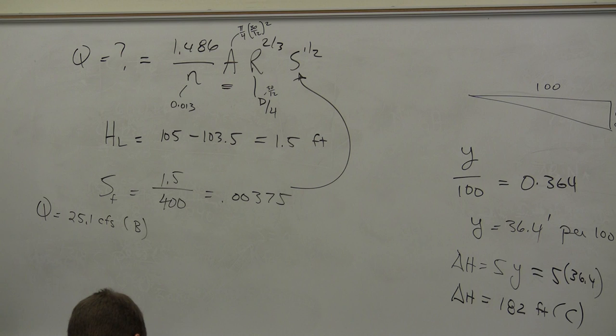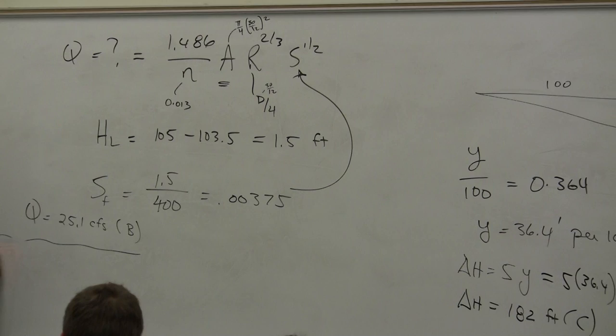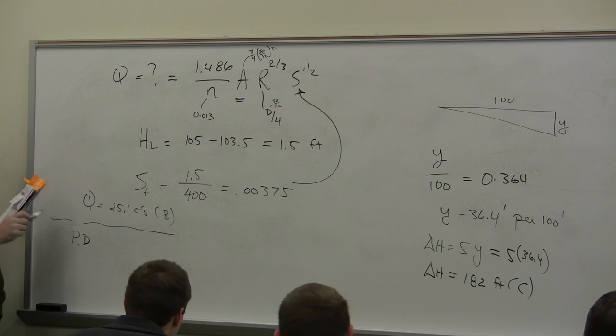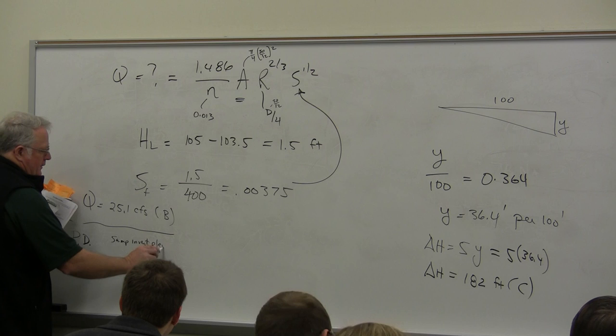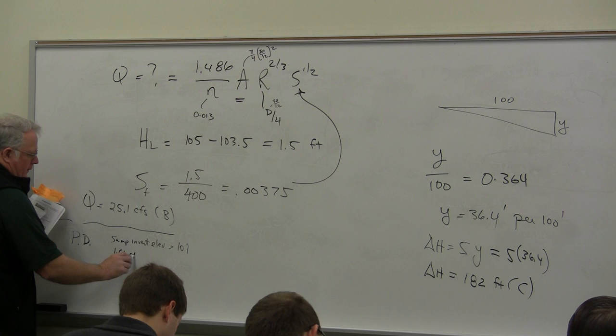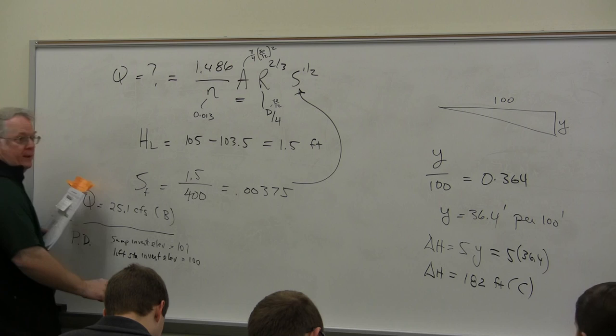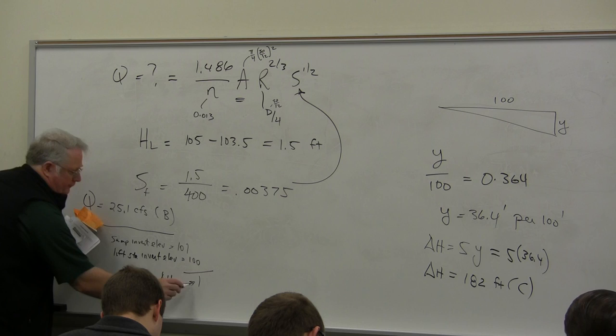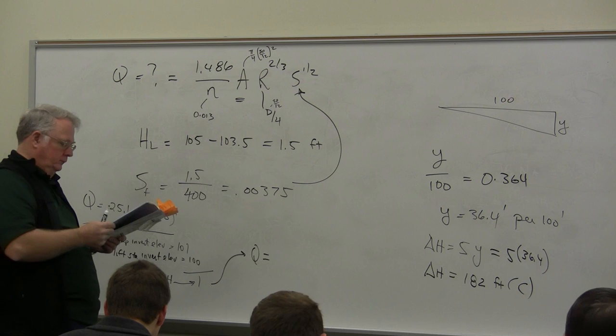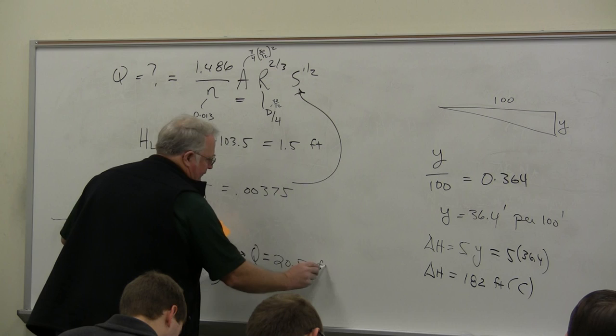Now, here's a trick. Look at the sump invert elevation. Okay, so let me put, not trick, plausible distractor. PD. Okay? The sump invert elevation is 101. The lift station invert elevation is 100. If you use that as your delta H, you get a Q of 20.5 CFS. Now that wrong answer is not there, okay?